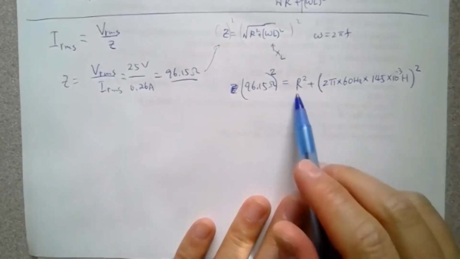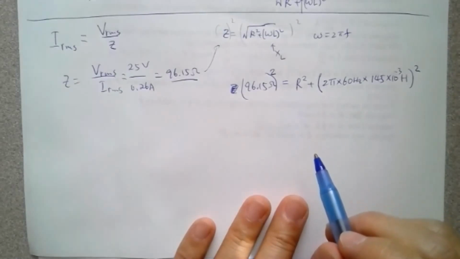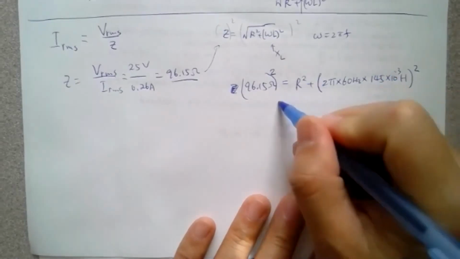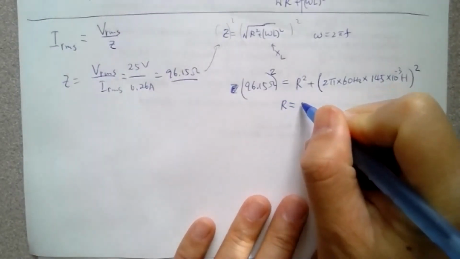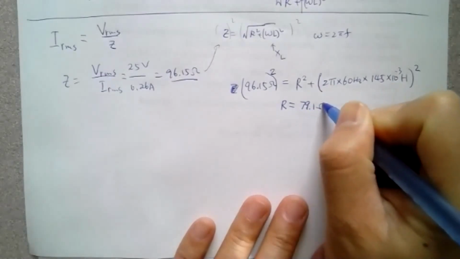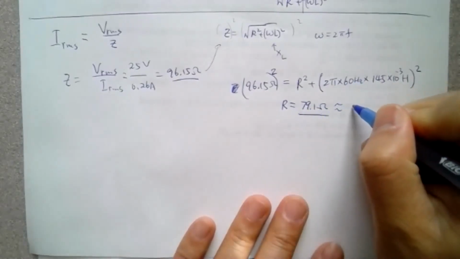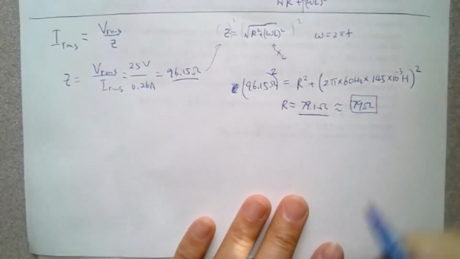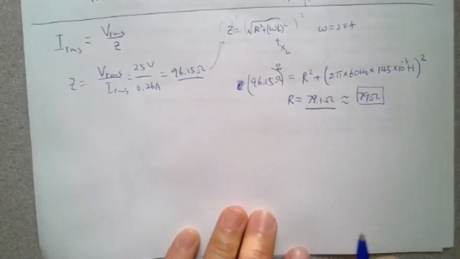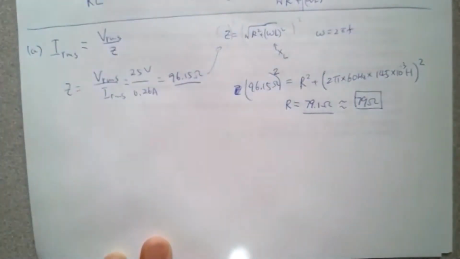You can solve for your R, okay? All right, so if you solve for your R, I think you all know how to do this, so I'm just going to give you your R value here: 79.1 ohms. And if you want to keep just 2 sig figs, like the other numbers given in the problem, you can say 79 ohms. So that's your part A.